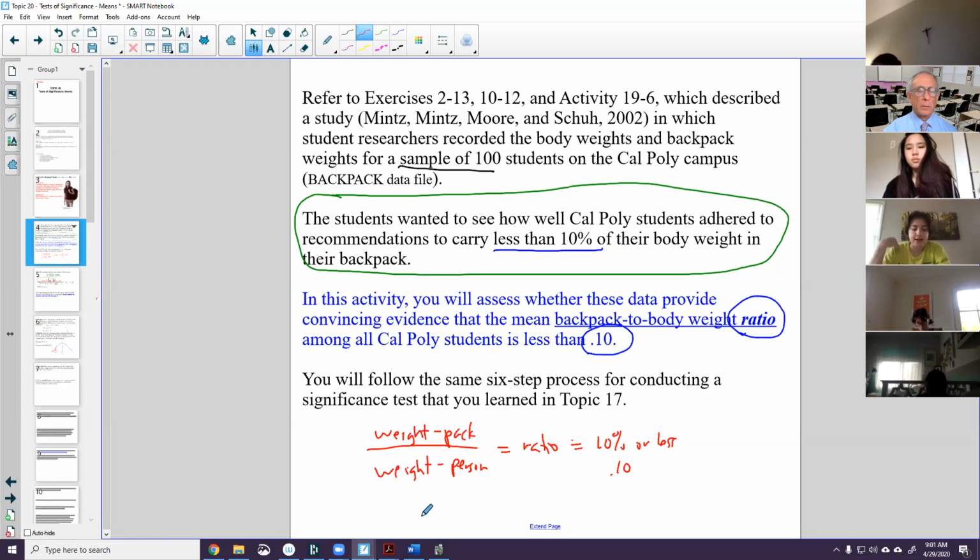Okay. Trying to see how well Cal Poly students adhered to the recommendations to carry less than 10% of their body weight. So in my mind, I was thinking, oh, they must think that people are carrying more, because people always say that students are carrying really heavy backpacks. I don't know. That was just kind of my thought process. And that was it, basically.